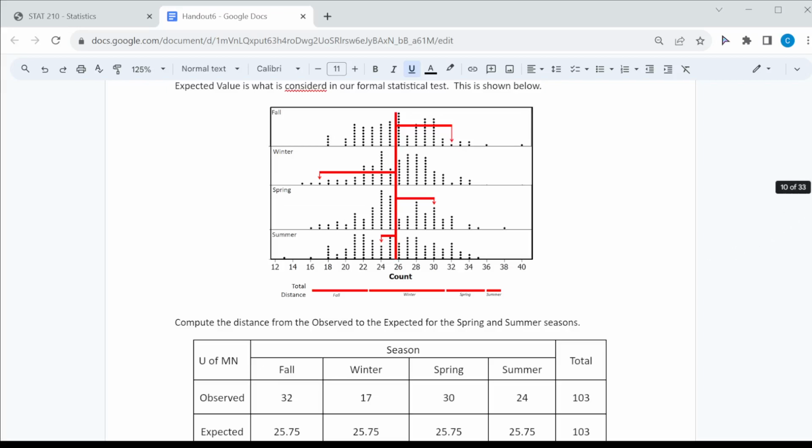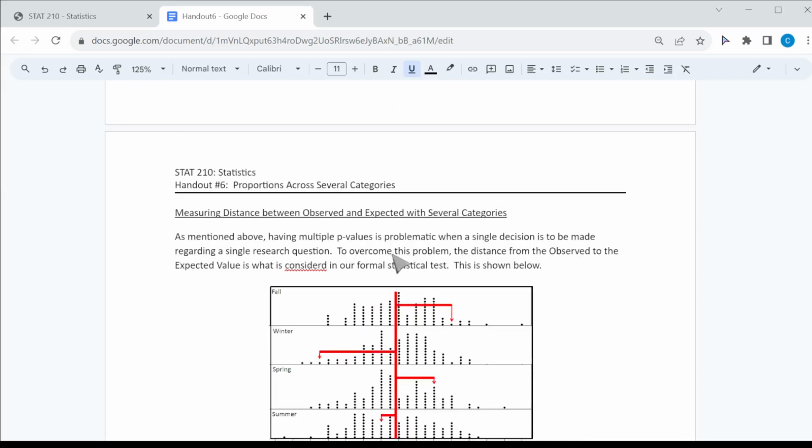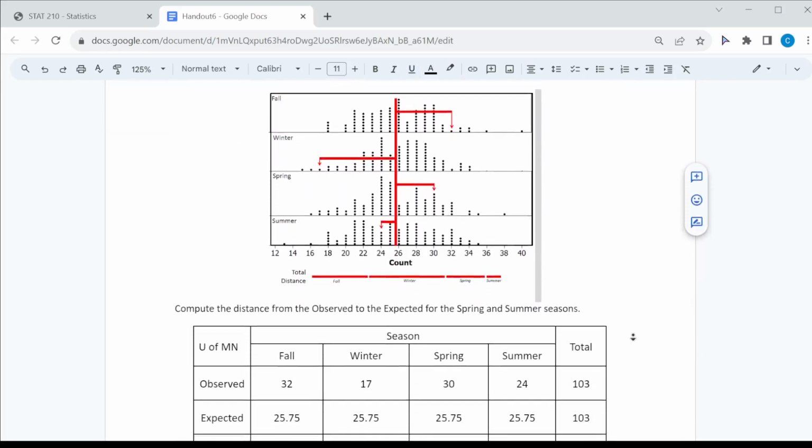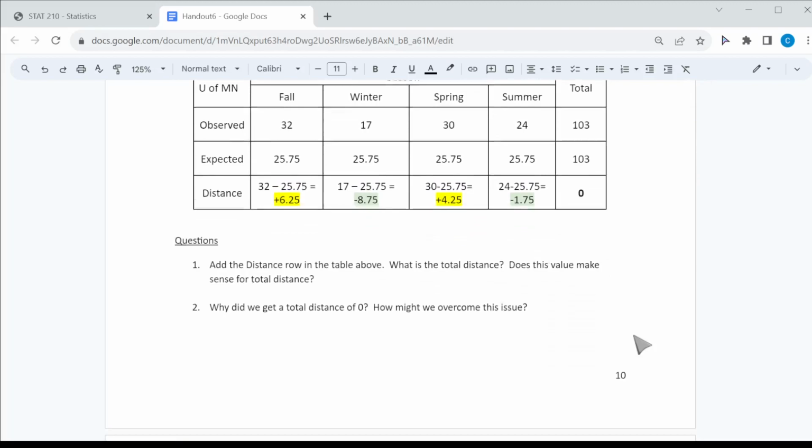What I need to be able to do is, well, this here is 6.25 away, and this here is 8.75 away. I don't really care about the negative part of it. It's just 8.75 away. So I don't really need to worry about the negative values here. I just need to look at these distances.